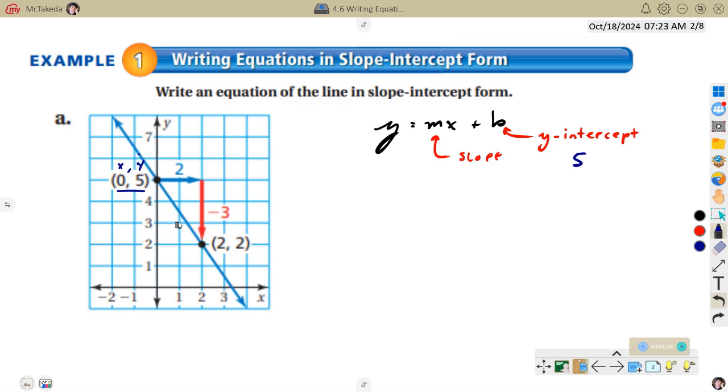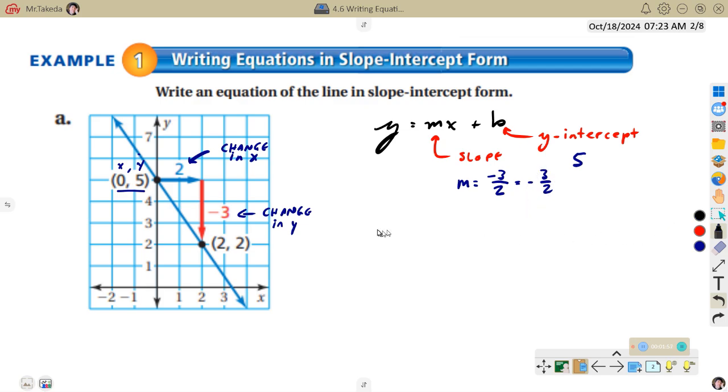What's our slope? Well, let's count slope, shall we? Okay, so what's our vertical change? Our vertical change, or change in y. This is the change in y. That's our vertical change. It is -3. Our horizontal change, or change in x, is 2. So my slope is going to be -3 over 2, which is just -3/2, right? A negative divided by a positive will result in a negative, so -3/2.